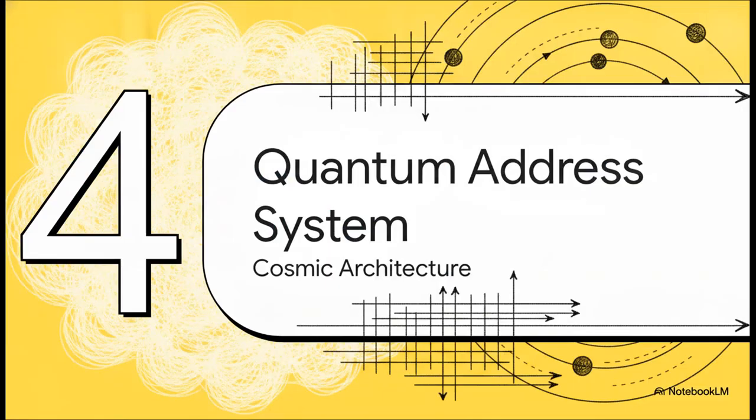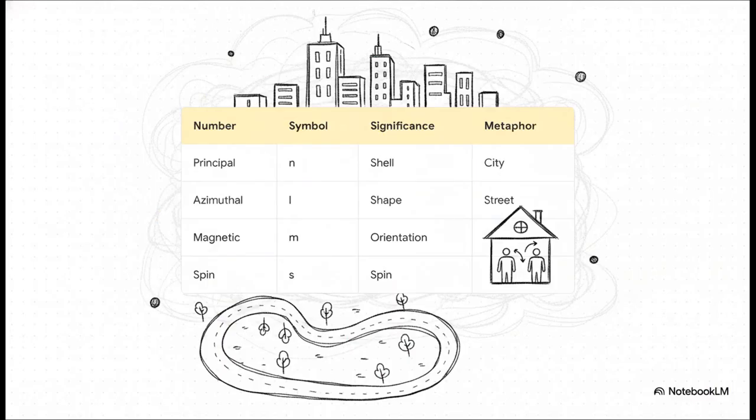Next up, Section 4, the quantum address system, cosmic architecture. To actually navigate this probability cloud, every single electron in an atom is assigned a set of 4 quantum numbers. It's basically a cosmic mailing address. The principal quantum number, n, represents the main energy level or shell. Think of this as the city the electron lives in. The azimuthal quantum number, L, represents the shape of the subshell. That's the street.